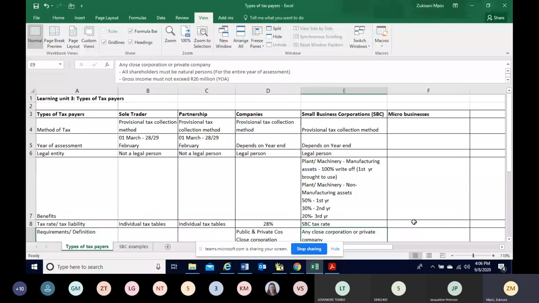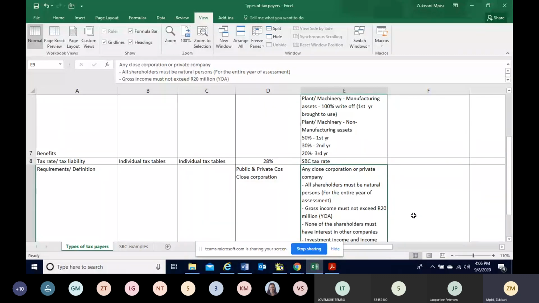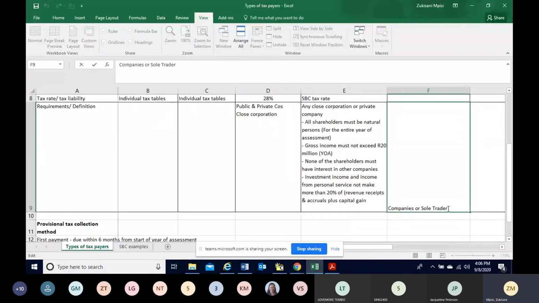So the first thing is in terms of the micro business, it can be a natural person. So in terms of the requirements, or call it a definition, it can be a natural person. Natural persons, it can be sole trader, it can be companies, and close corporation. So I want you to remember these things. The close corporation.